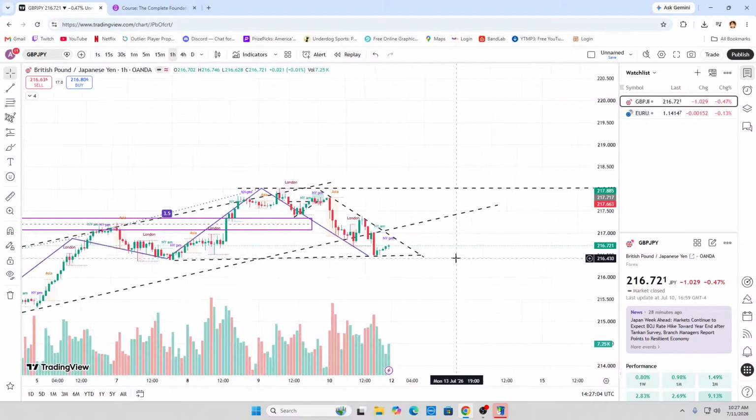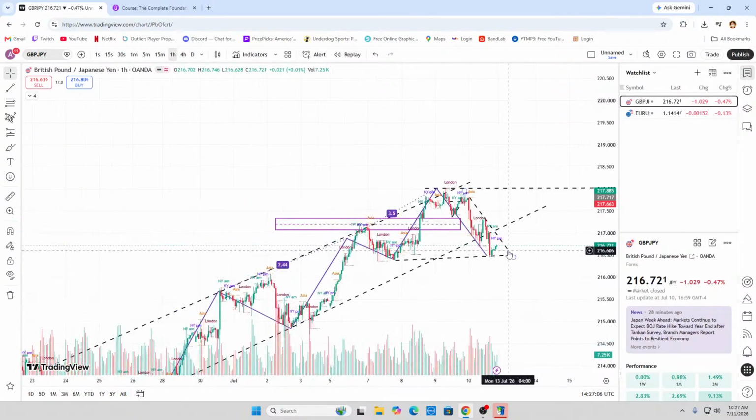But as of right now, I'm just looking at what market's doing. I don't see no movement in market. I'm not too sure.